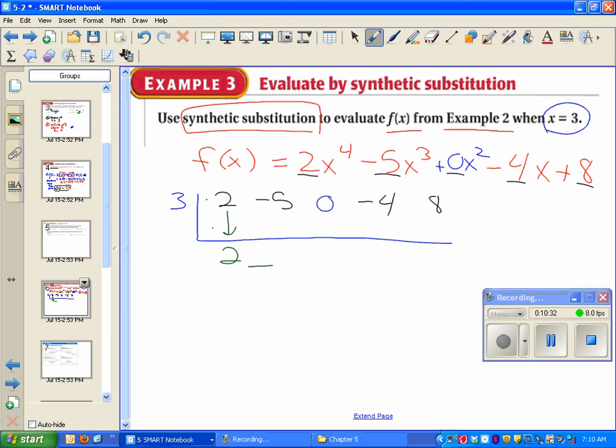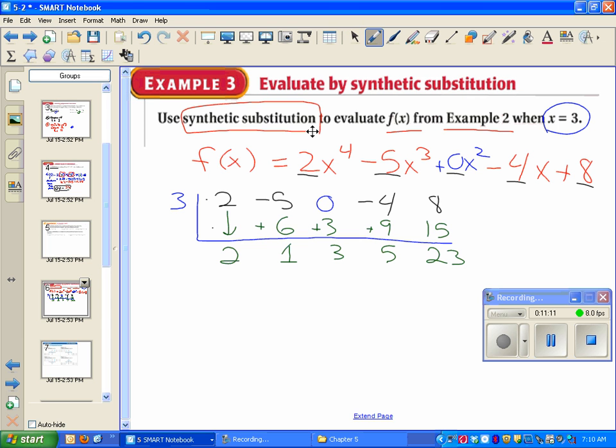These numbers down here, we are going to multiply with 3. So we're going to do 2 times 3 and get 6, and 6 is going to go in the second row in the box. Then we're going to add. So negative 5 plus 6 is positive 1. We're going to multiply again because that's outside the box. So 1 times 3 is 3. We're going to add it. 0 plus 3 is 3. We're going to multiply, and we're going to get 9. We're going to add negative 4 plus 9 and get 5. And then we're going to do 3 times 5 and get 15. We're going to add that and get 23.